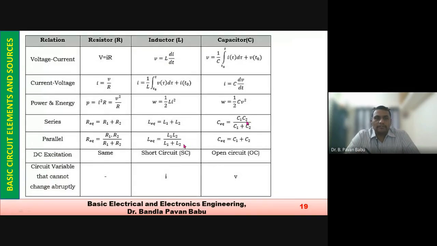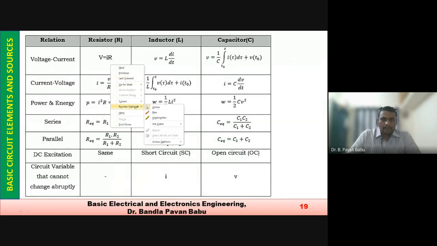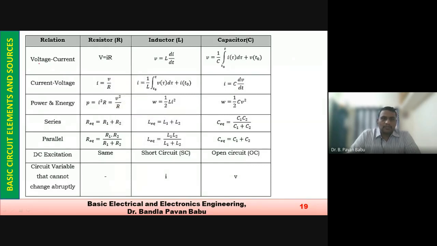We can start with the voltage and current relation in these elements, like a resistor, inductor, and capacitor. If you observe this table here, voltage and current. I hope now we are familiar with what we mean by voltage and what we mean by current. Already we have discussed the resistor, inductor, and capacitor, right?